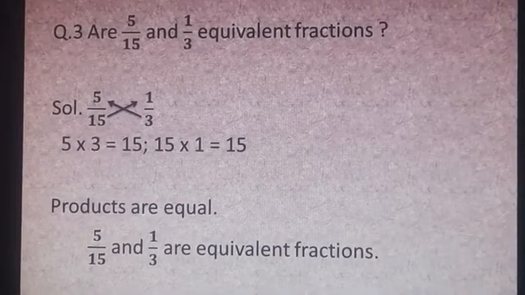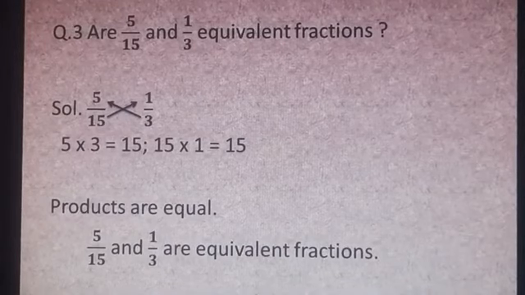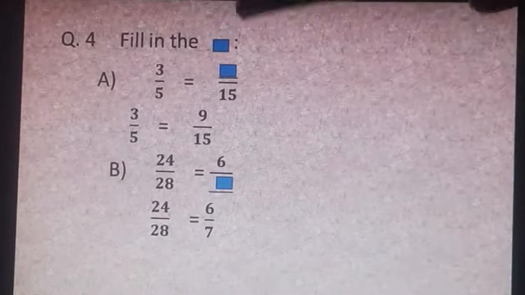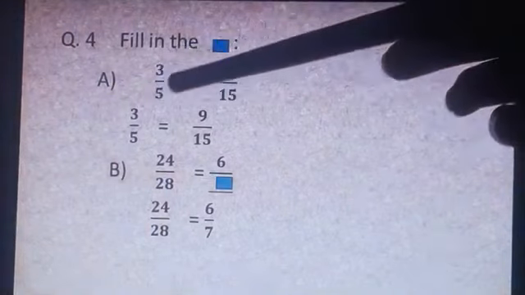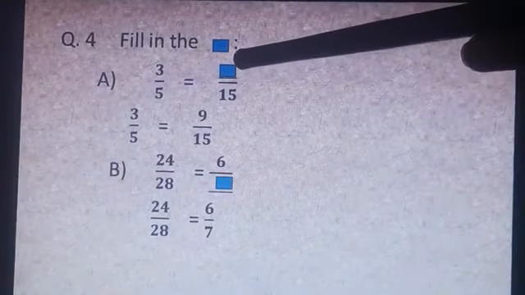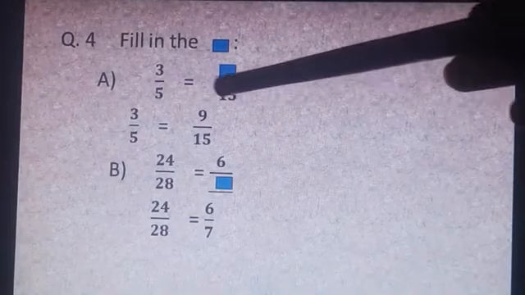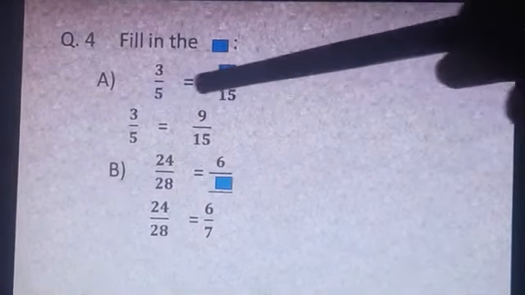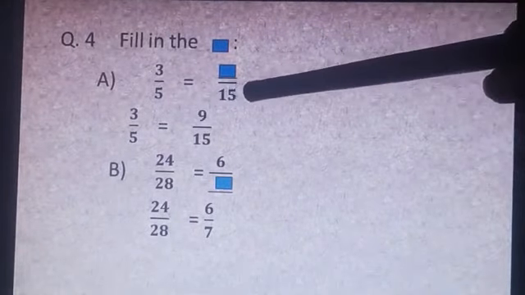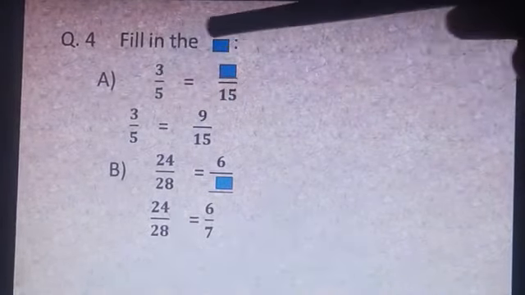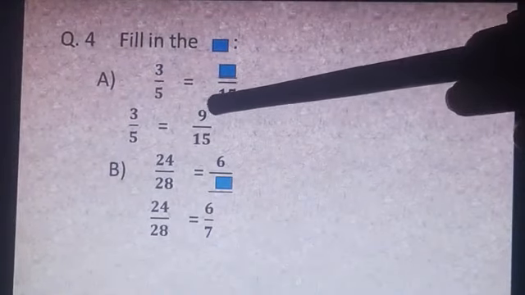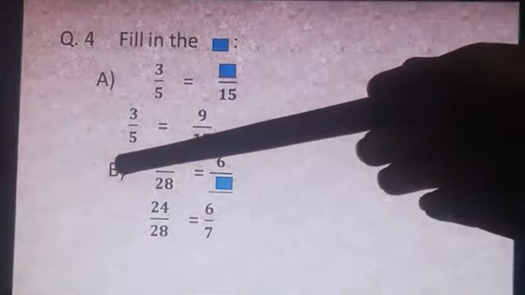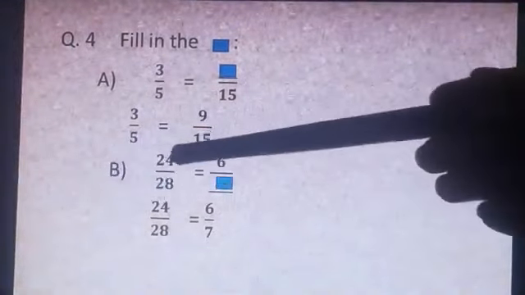Understood? If products are not equal, then these are not equivalent fractions. Question number 4 is fill in the box. 3 upon 5 is equal to box, that is dash upon 15. Now see here, denominators are given as 5 and 15. 5 became 15. 5 threes are 15. So 3 threes are 9. So what will be written in the place of the box? 9. Understood?